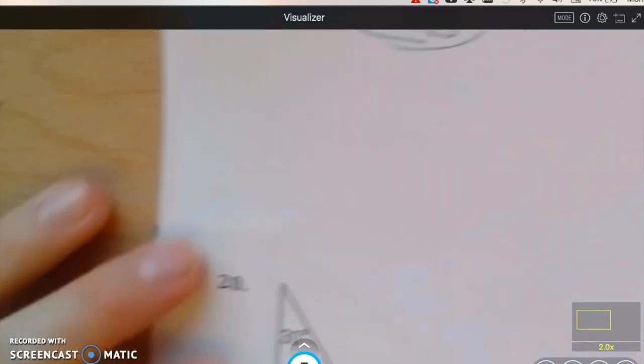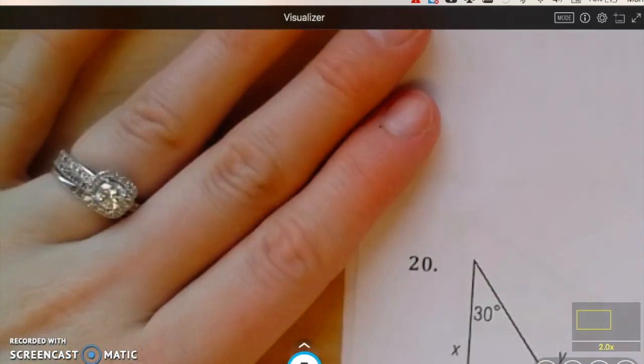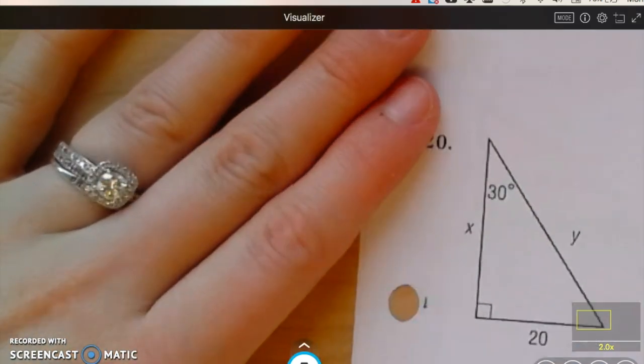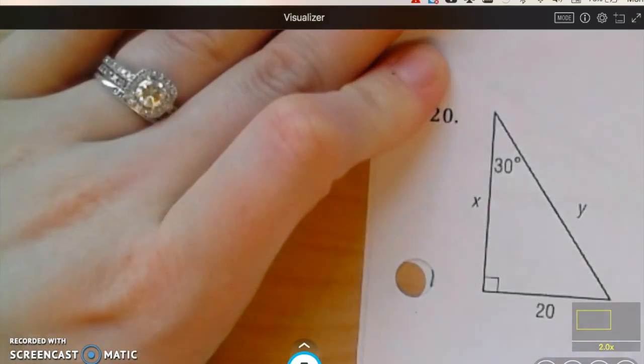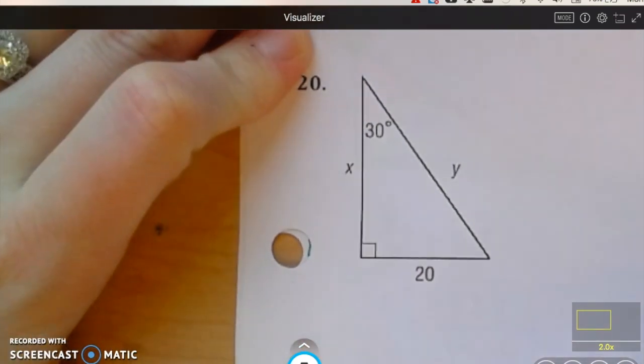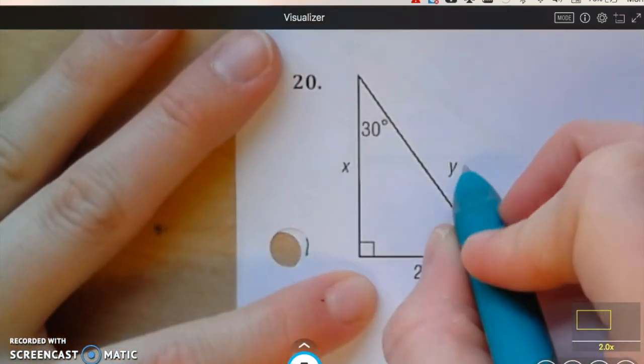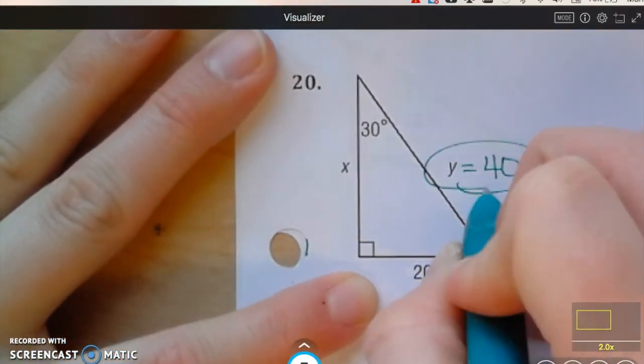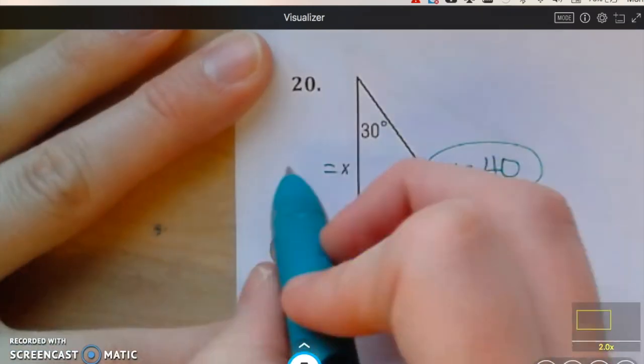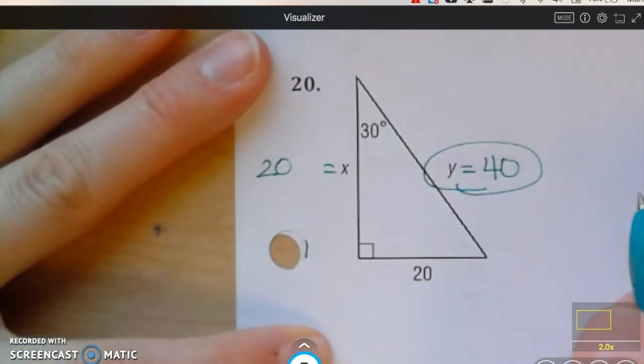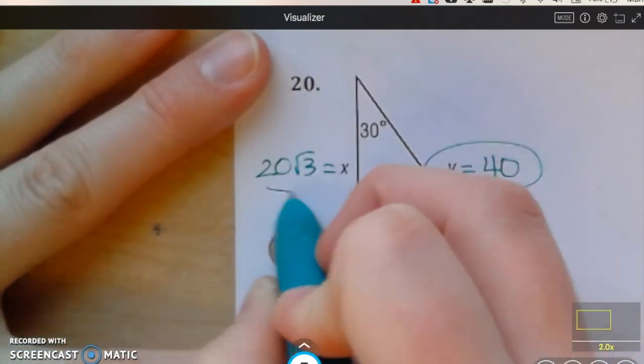20. You have the short leg. You have your short leg. To find your hypotenuse, you are multiplying it by 2. So your hypotenuse is 40. To find the long leg, you're taking your short leg, multiplying it by the square root of 3.